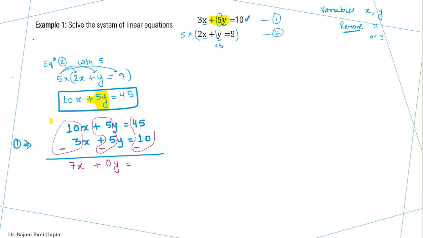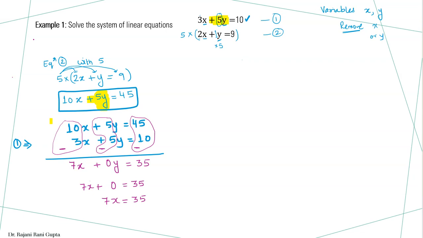Now 45 minus 10, how much do you get? 35. 0 multiplied by any number is 0. So this gives you 7x plus 0 equal 35. So what does this give you? 7x is equal to 35. So you are left with only one variable, which is x. So you eliminated the variable y.